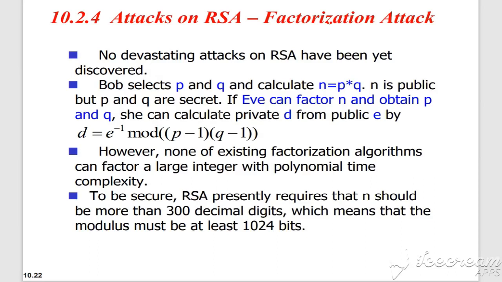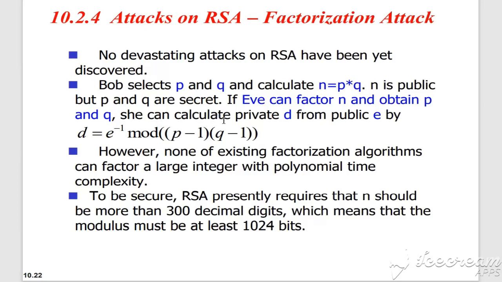Eve then can calculate d also. d is congruent to e to the power minus 1 mod phi(n), because e was public, so she can derive d also. When she knows the private key, then she can decrypt the message. So that is how, with the help of the factorization attack, we can get the plain text.